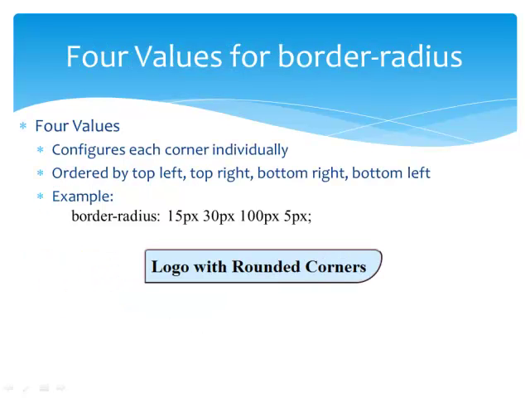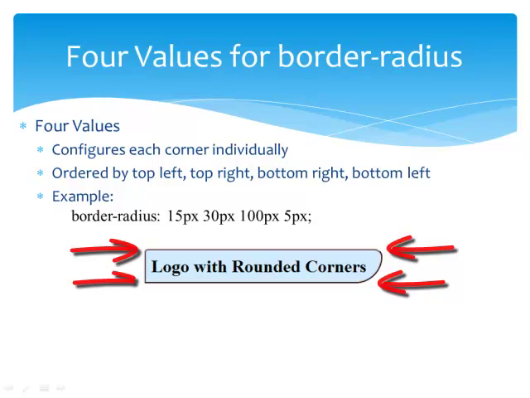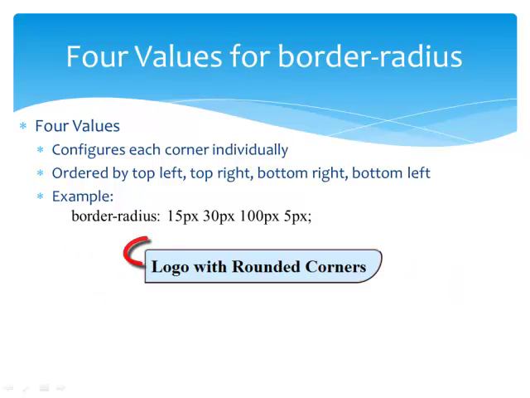If you code 4 values, you can set the radius value for each corner. The order is top left, top right, bottom right, bottom left. Here's an example with border-radius set to 15 pixels for the top left corner, 30 pixels for the top right corner, 100 pixels for the bottom right corner, and 5 pixels for the bottom left corner.